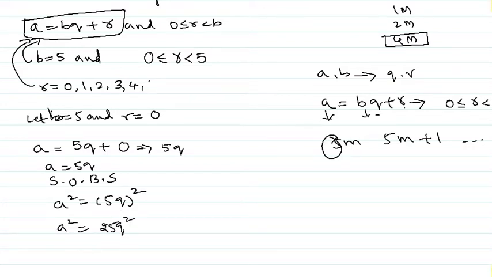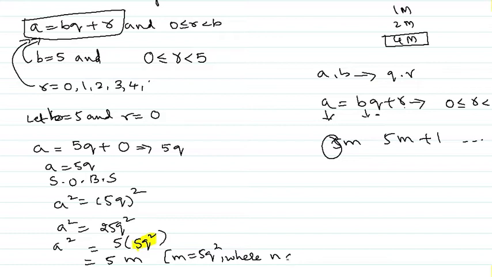Now we need to show it in the form of 5m. So we should take 5 as common from 25, and the remaining term will become 5q square. We need to show it as 5 and m. So in this place, 5q square you should take as the m value, where m is equal to 5q square, where m belongs to the whole numbers. Why? Because they gave in the question that m is a whole number. So now we can conclude that the square of the number is in the form of 5m.